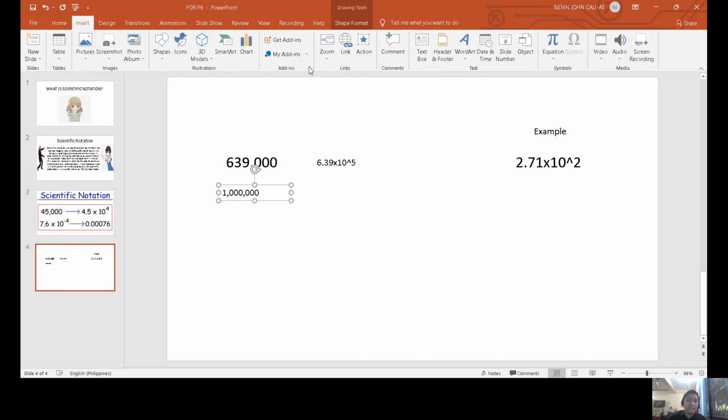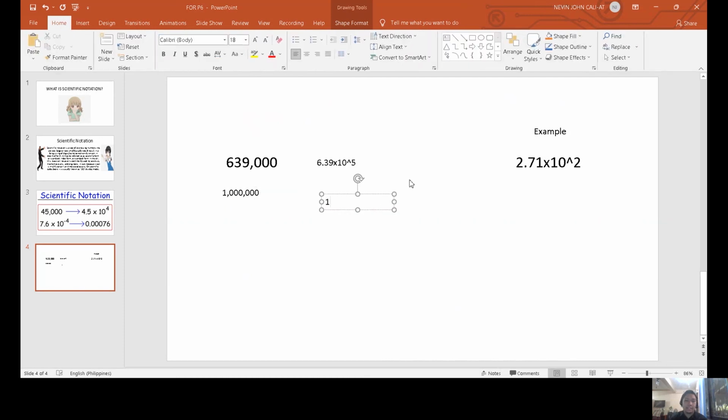So the answer will become 1 times 10 raised to 6, because again we moved it 6 times starting from right to left. That makes the exponent 6.